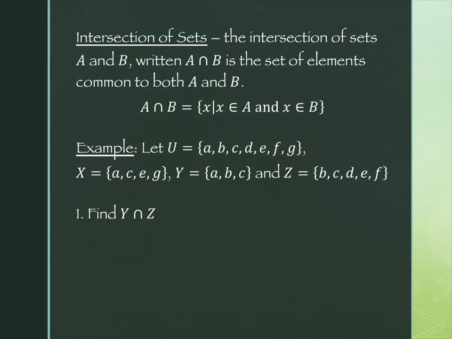So here's our definition for intersection. The intersection of sets A and B is written sort of as an upside down U, or it looks kind of like an N, the curved part of a lowercase n. You want to think about N for intersection. It's the set of elements common to both A and B. And this is the set notation for it. It says the intersection of A and B means that x is in A and x is in B.